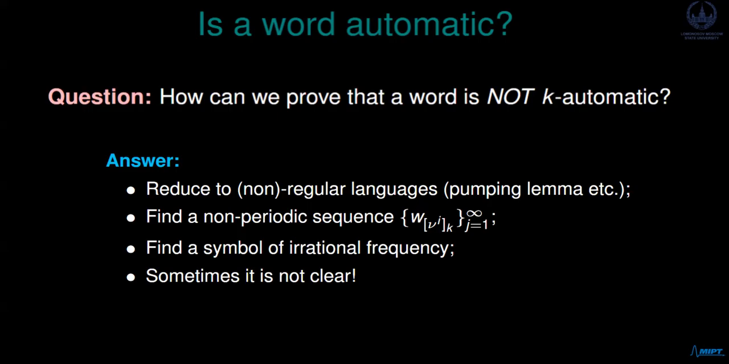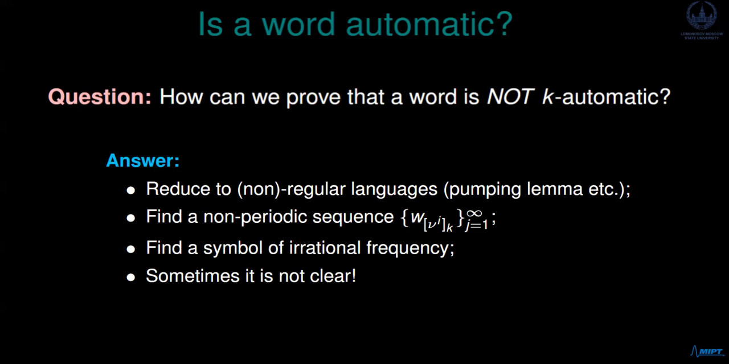The answer is there are several strategies for proving that a word is not K-automatic. Reduce to non-regular languages. One common approach is to reduce the word to a non-regular language. This involves using tools such as the pumping lemma, which shows a certain property required for regular languages, and thus automatic words do not hold for the given sequence.